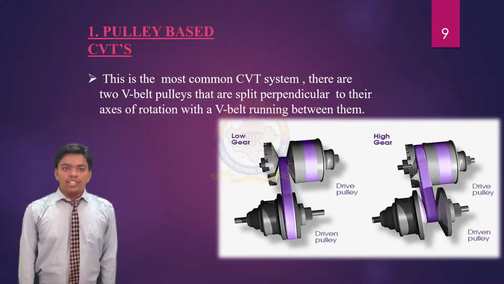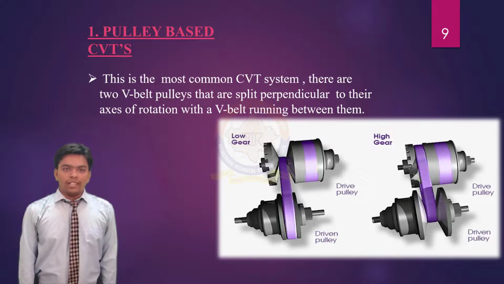First, pulley-based CVT. This is the most common CVT system. There are two V-belt pulleys that are split perpendicular to their axis of rotation with a V-belt running between them. As the distance between the pulleys and the length of the belt do not change, both pulleys must be adjusted, one bigger and the other smaller, simultaneously in order to maintain the proper amount of tension on the belt.